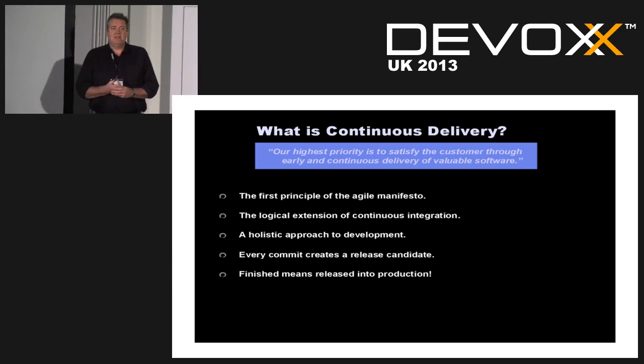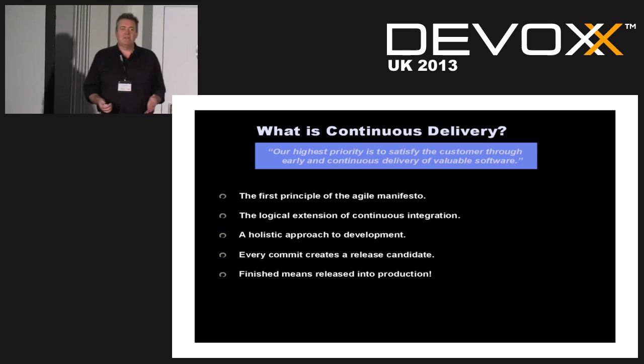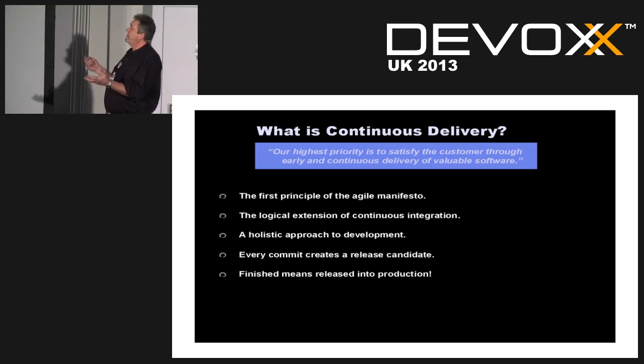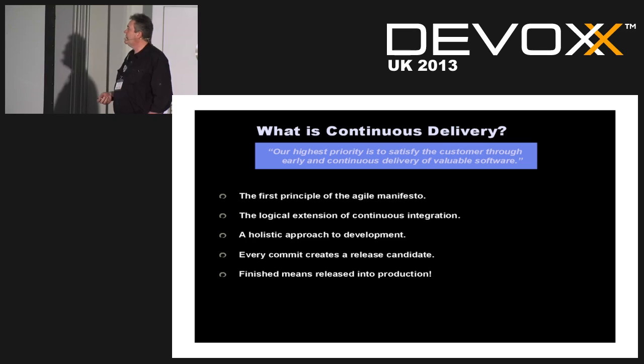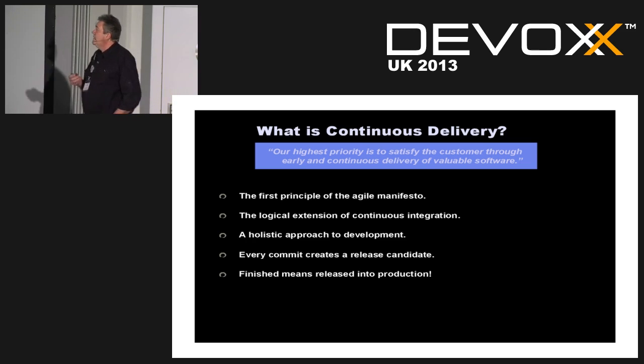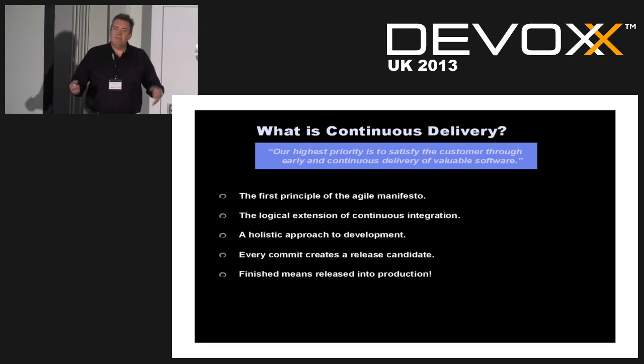So what is continuous delivery? For a start, it's a phrase that's used in the Agile Manifesto. In fact, it's the first thing in the Agile Manifesto, which says our highest priority is to satisfy the customer through early and continuous delivery of valuable software. It's kind of the logical extension of continuous integration.